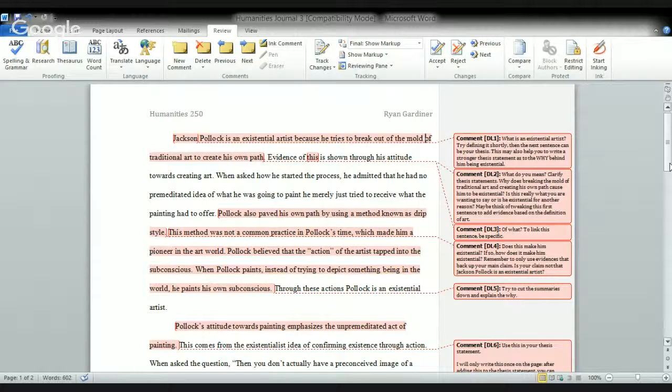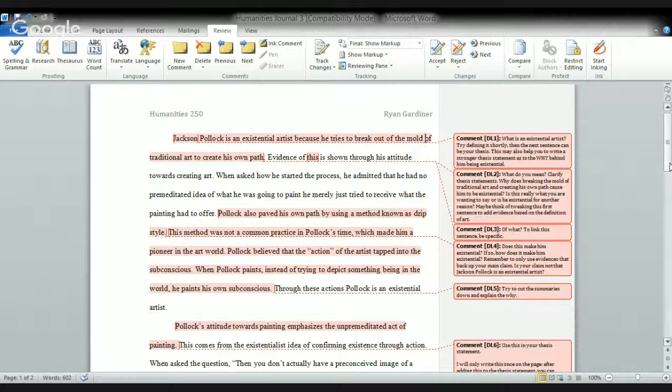One thing that I saw throughout your paper, and from my understanding from class, is that an existential artist is somebody that paints from the subconscious. It's not something that they do consciously. So perhaps mentioning something like that Jackson Pollock is an existential artist because he paints from the subconscious. That's a major theme throughout your paper, and you actually back that up better than you back up him breaking the mold of traditional art and creating his own path. So that would be my first suggestion. You don't have to take that, but at face value, that may be helpful to you.